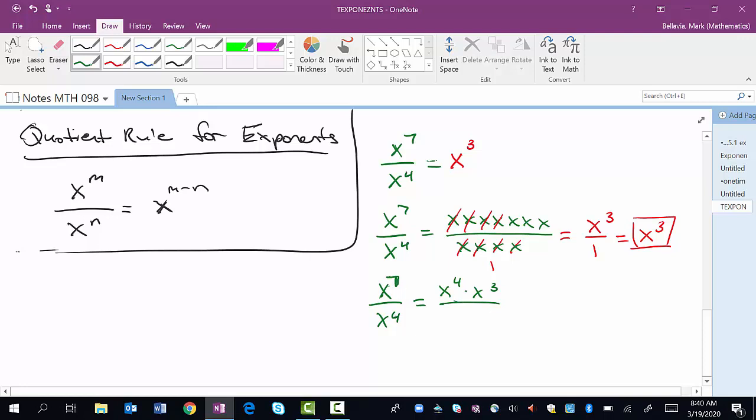So I'm picking the 4 because 4 was in the denominator. And then this is over x to the 4th still. And then I know the x to the 4th will cancel out. And that just leaves me with x to the 3rd. So any of these ways is okay.